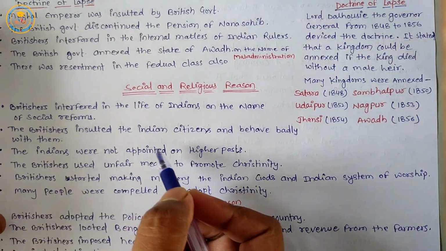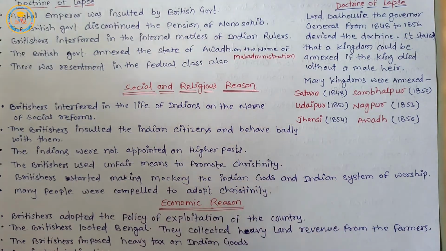Second, the Britishers insulted Indian citizens and behaved badly with them. Suppose an Indian passed through any village or any way, and if he faced any Britisher, soldiers or rulers, the Indian had to bow his head in front of the British. So this was an insult for the Indians, and the Britishers behaved badly with them.